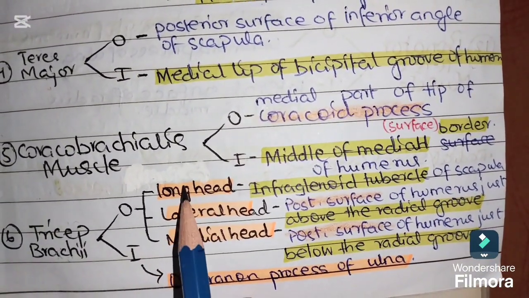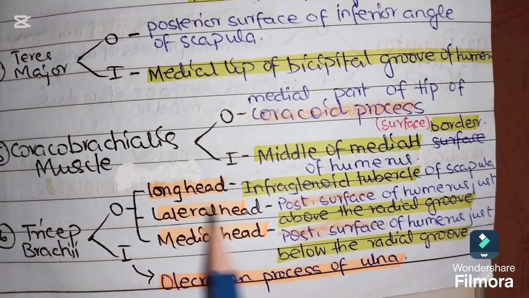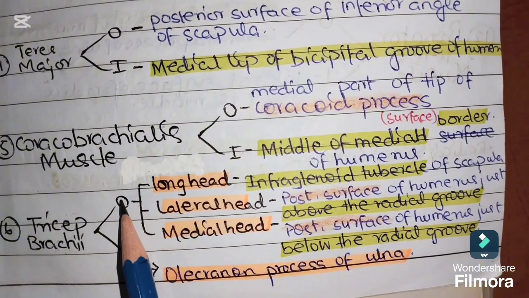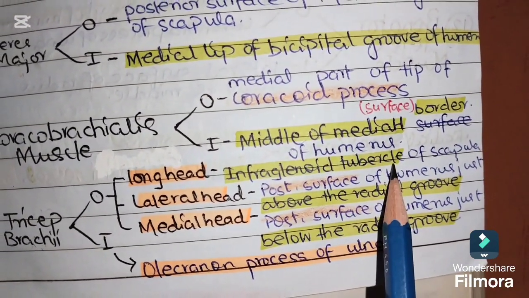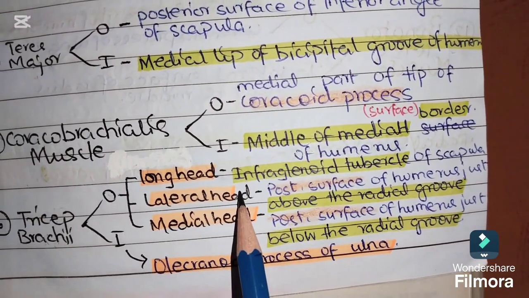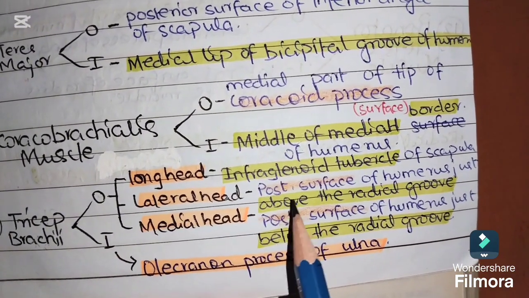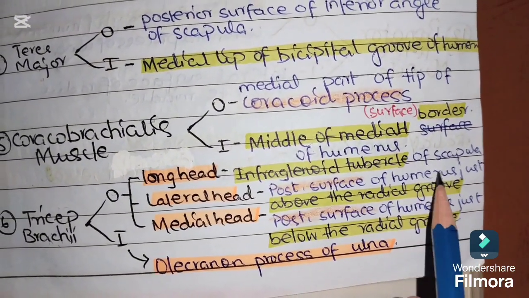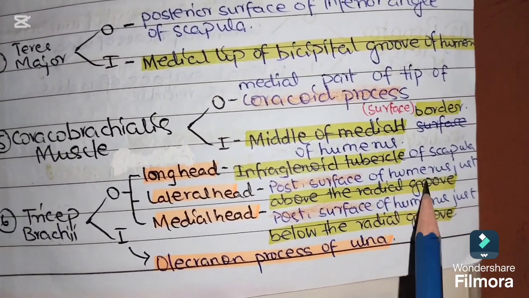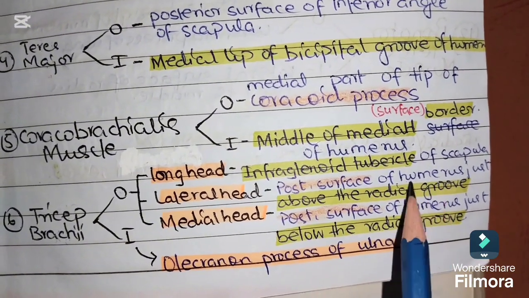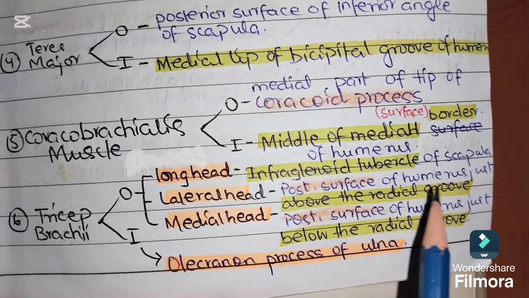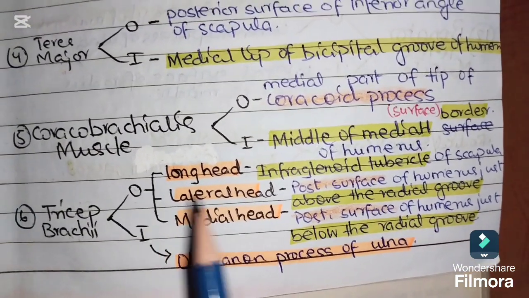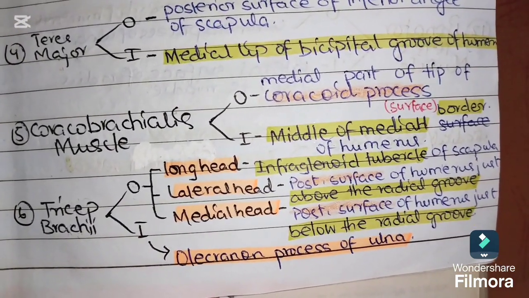This muscle consists of 3 heads: the long head, the lateral head, and the medial head. The long head originates in the infraglenoid tubercle of scapula, and the lateral head originates just above the radial groove. Remember we talked about this groove in the posterior aspect of shaft of humerus, right? In the posterior surface of humerus. So just above this groove, we have the origin for the lateral head of triceps brachii.